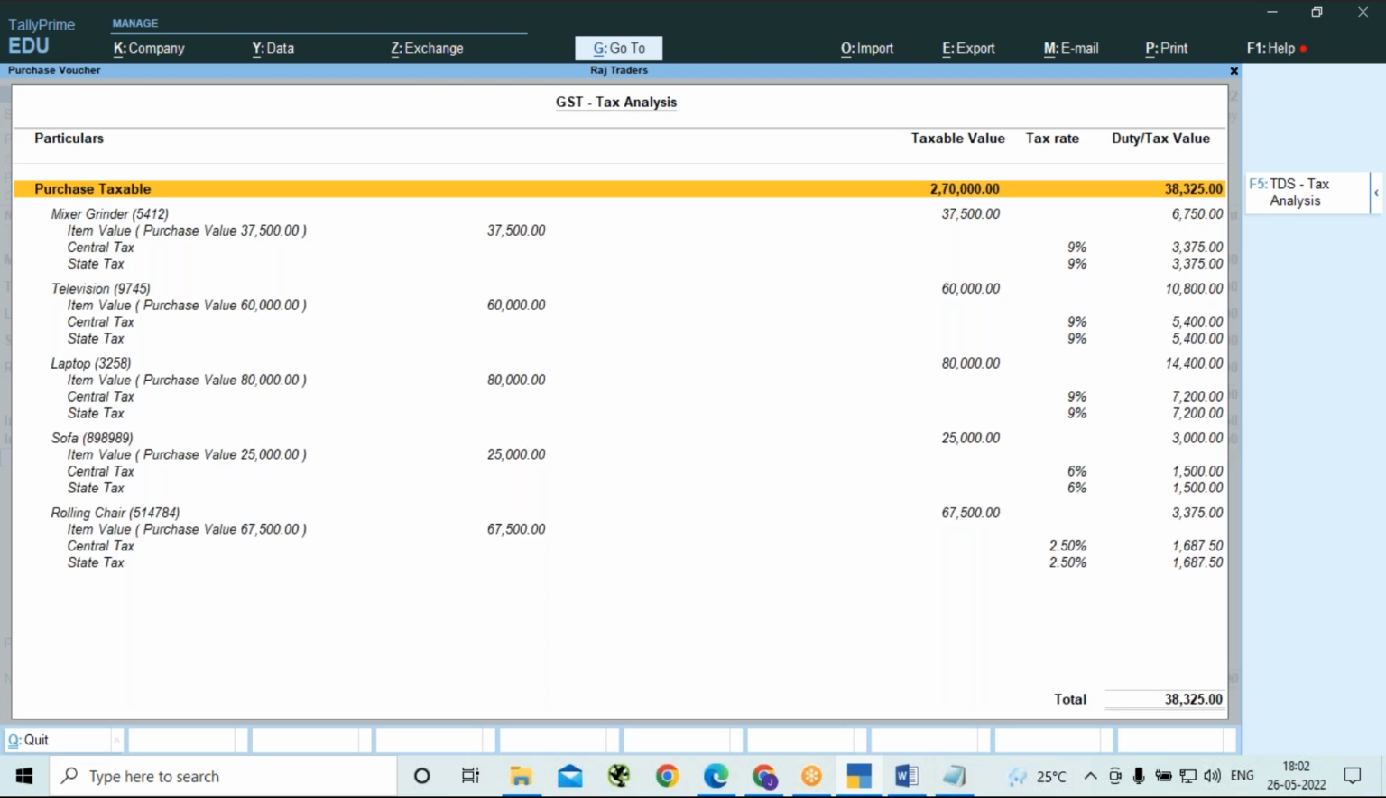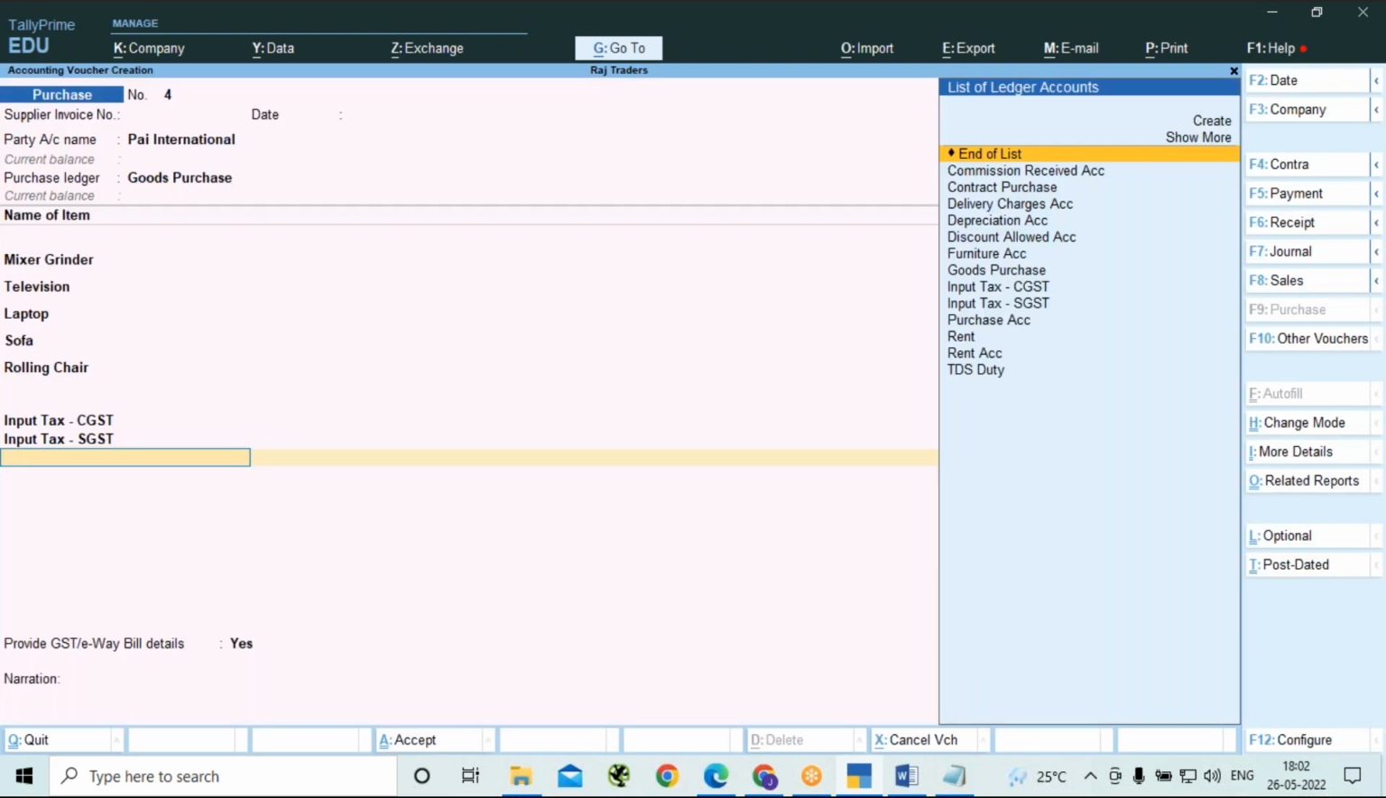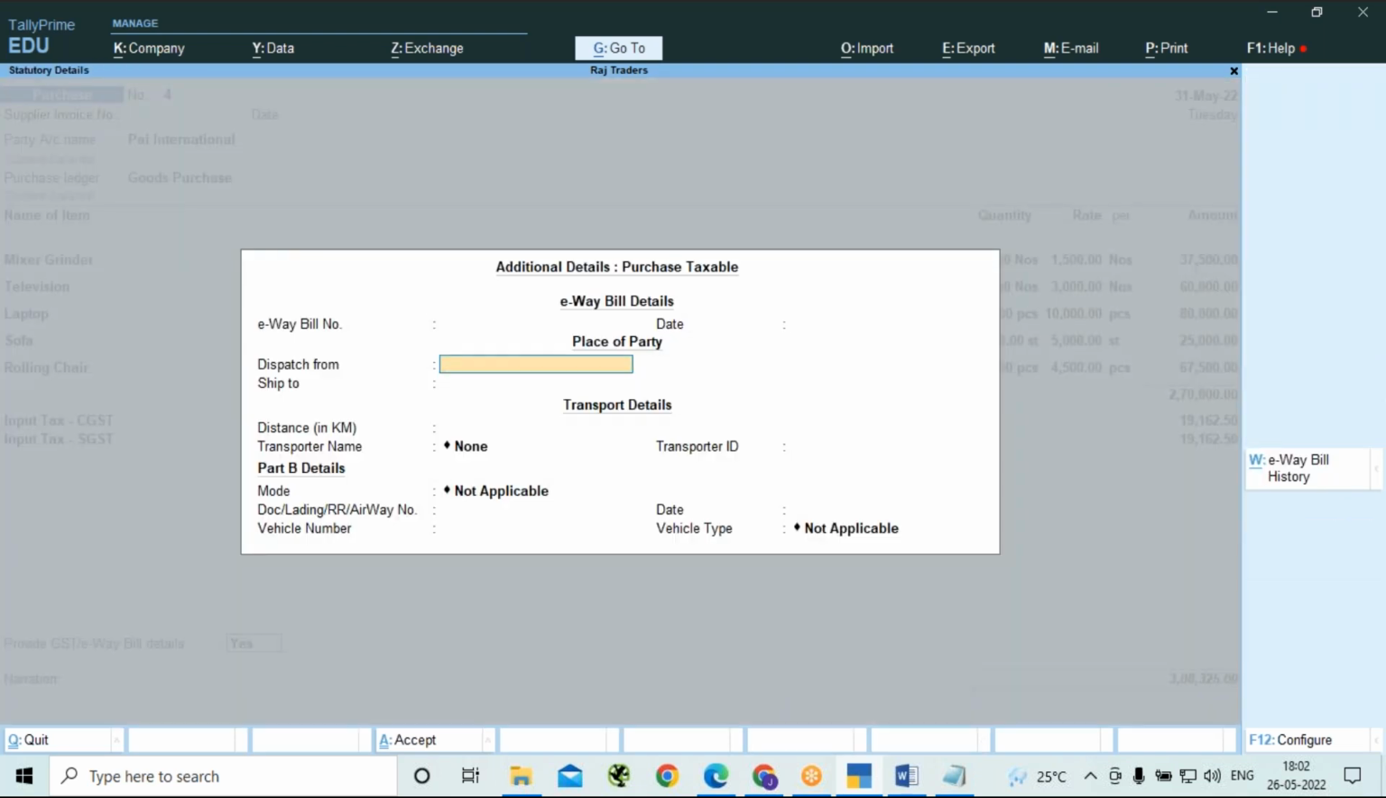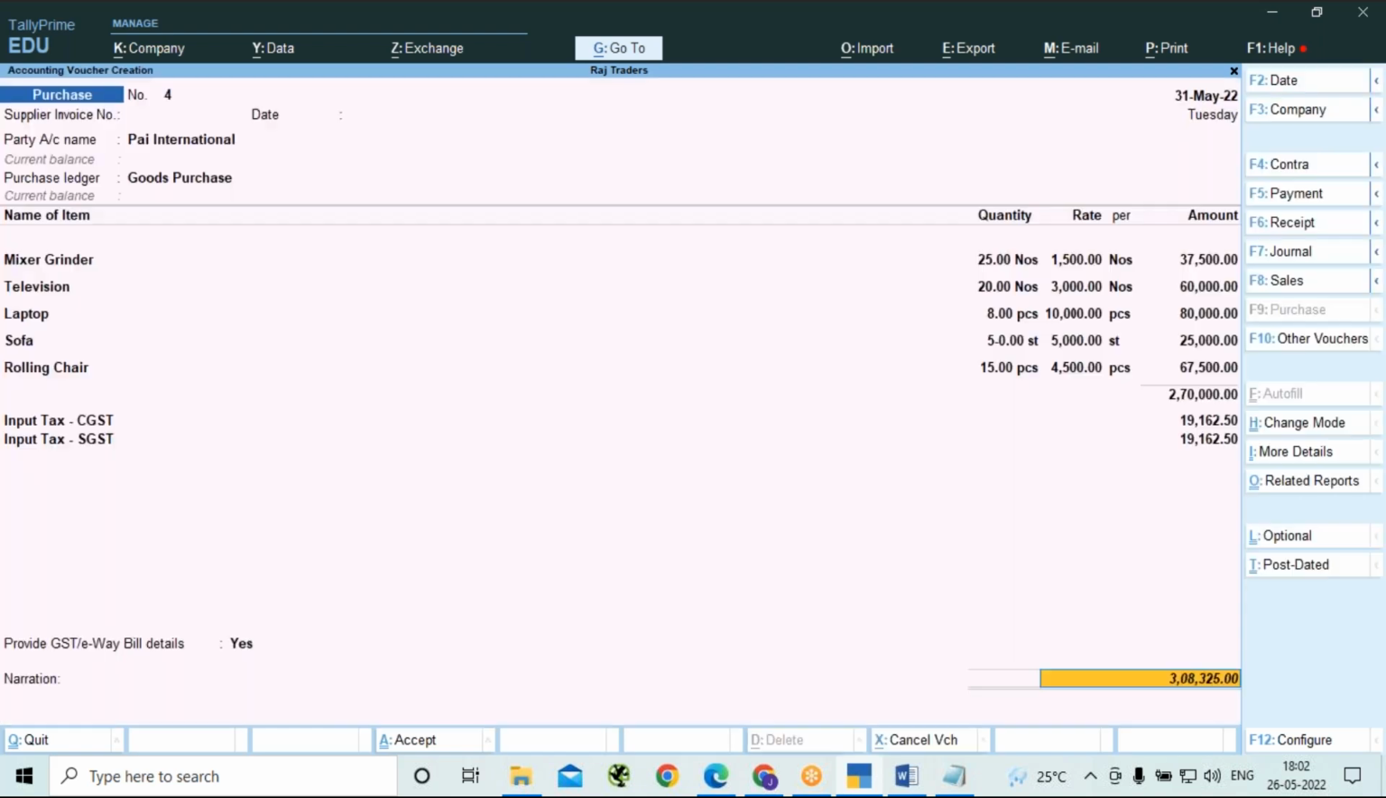Here it shows at what rates the tax has been calculated. Is that fine? Yes, sir. Press escape only once so that you'll be in your entry, and enter. Since this invoice value is more than 50,000, it is showing the e-way bill option. If it was less than 50,000, the e-way bill option would not have been available. Make it yes and provide all the important information related to the e-way bill. Just feed it in.